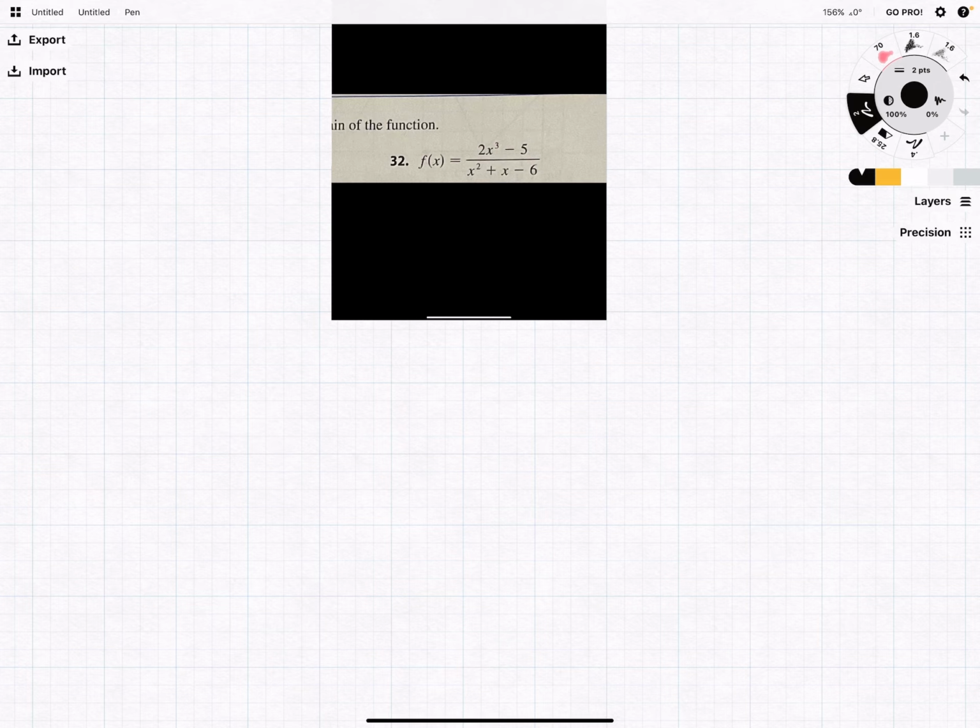This is Stewart Calculus 8th edition, section 1.1, problem 32. In this string of problems, it says, find the domain of the function. And as stated with the previous problem, 31, one of the good first steps to finding the domain is also to find what isn't the domain. With that said, let's take a look at what function we're given for 32. It says f of x equals 2x cubed minus 5 all over x squared plus x minus 6.